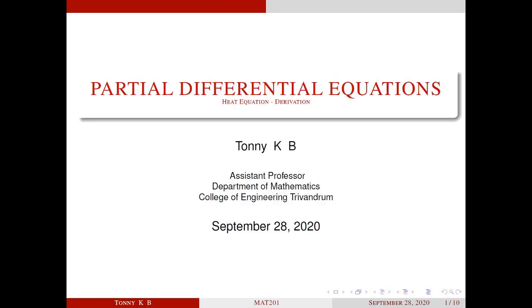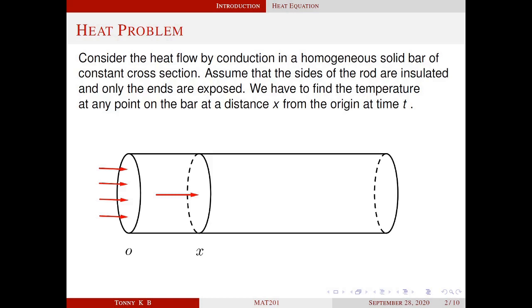In this session, we will derive the heat equation, which is related to the heat problem. This is the statement of the heat problem. Consider the heat flow by conduction in a homogeneous solid bar of constant cross section. That means the cross section is the same throughout. Homogeneous means it is the same material throughout.